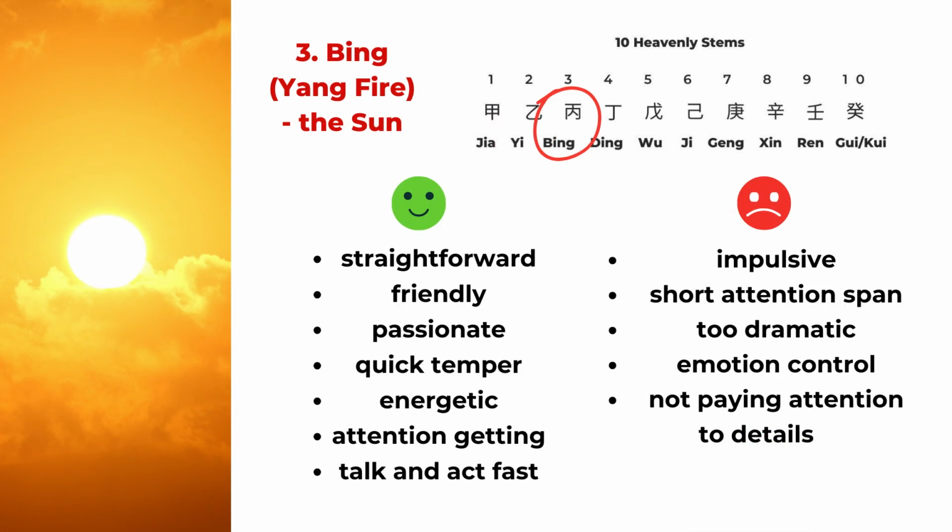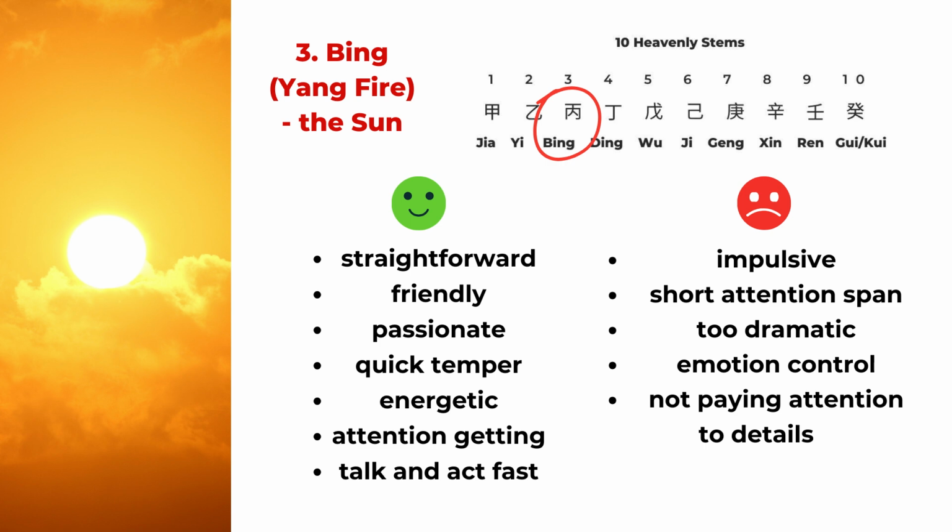The 3 and 4 are the fire element. The Bing is a yang fire and the Ding is a yin fire. So the Bing is the sunshine. You are straightforward, friendly, passionate, quick-tempered, energetic, and attention-getting, and you tend to talk and act fast.